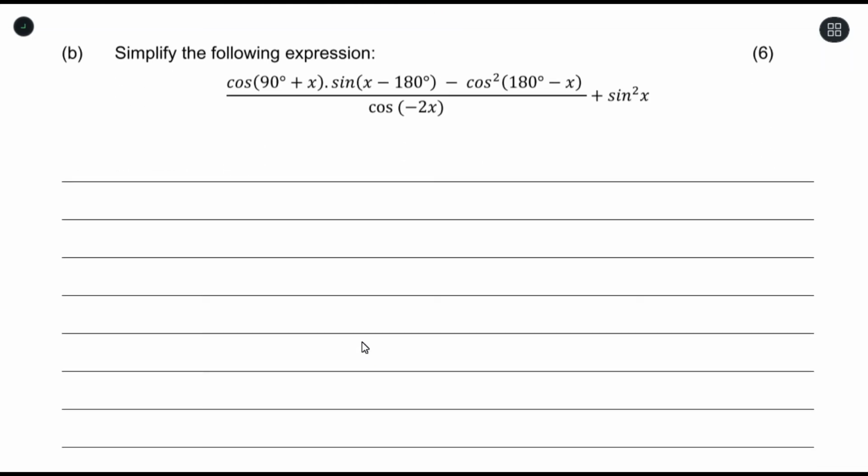B. Simplify the following expression. This expression is cos(90 plus x) times sine(x minus 180), minus cos squared of (180 minus x), all over cos(negative 2x), all of this added to sine squared x. To answer this, the first thing I'm going to do is draw the quadrant. I'm drawing the quadrant to help me remember all the identities necessary to calculate this question.